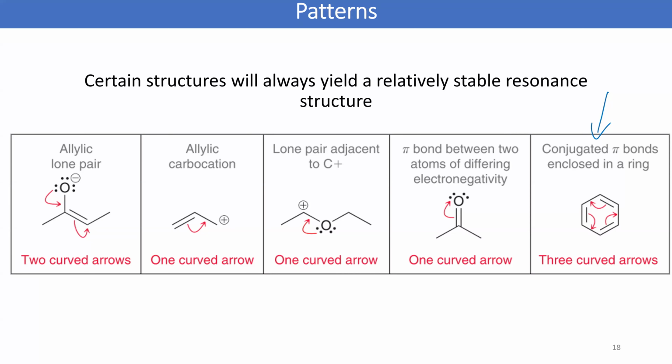Which is why the other way that you see benzene drawn sometimes is a hexagon with a ring in the middle. Because that's basically indicating that you have those alternating pi bonds.